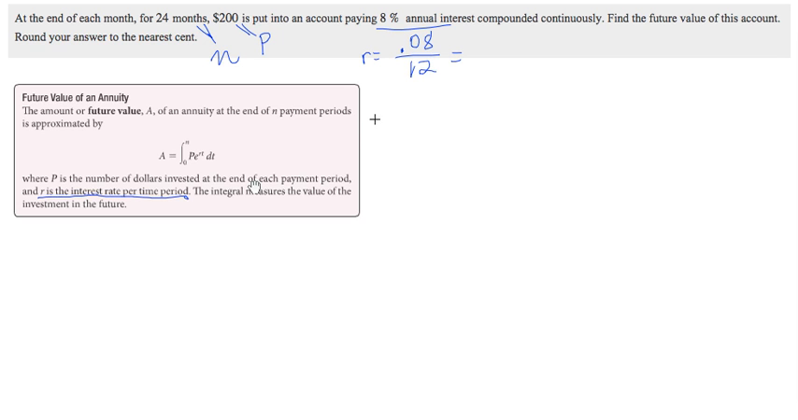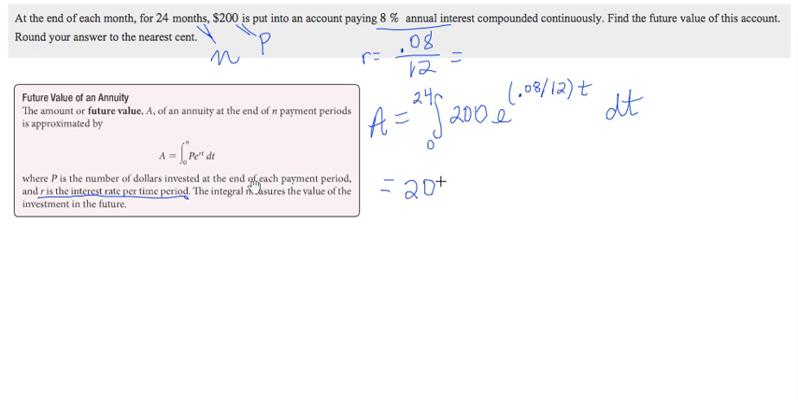Okay, so for the integral, to get the amount, we're going to go from 0 to the number of payment periods, that's 24. P, $200, e to the interest rate, 0.08 over 12, t dt, and that's what we're going to integrate. From here it's pretty computational, but I'll keep going anyways.